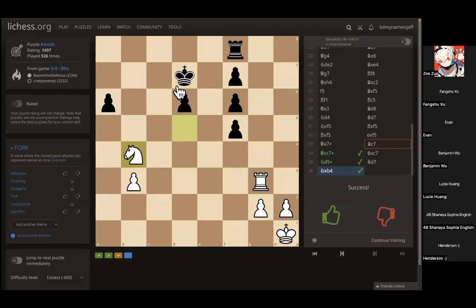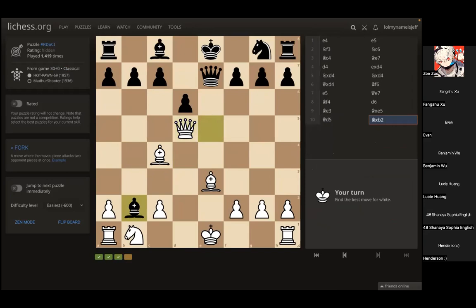So that's the idea with some of these forks, is to force usually the king to a bad square so that our pieces can jump into another square so that we can attack the king as well as another piece at the same time. We'll do one more and then we'll move on. This is white to move.